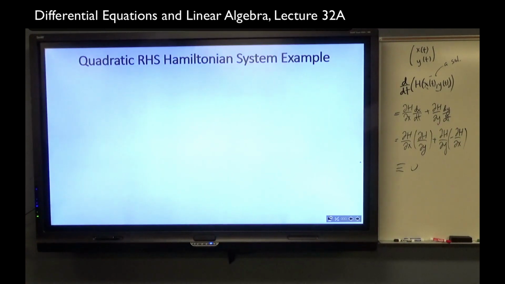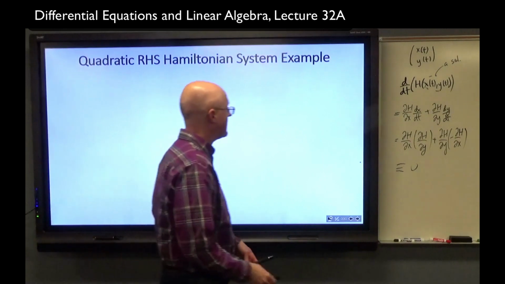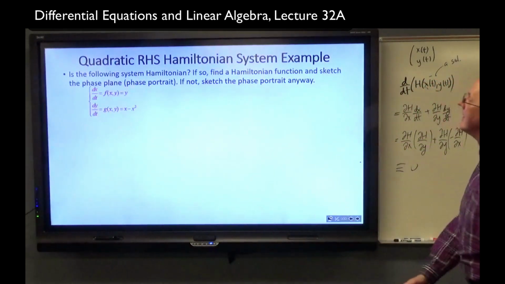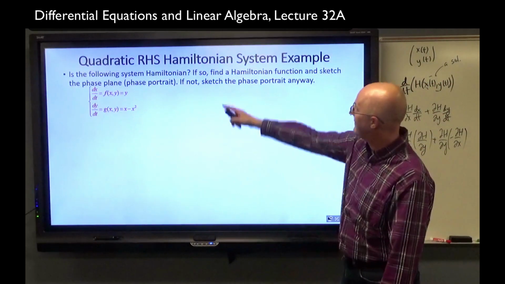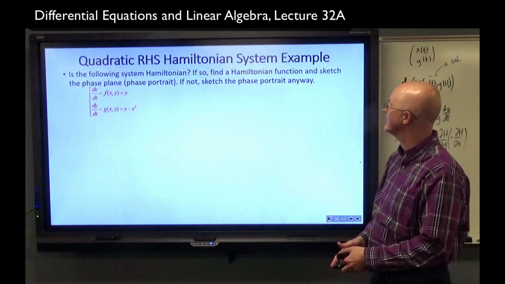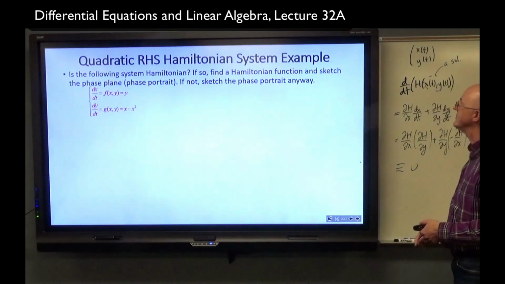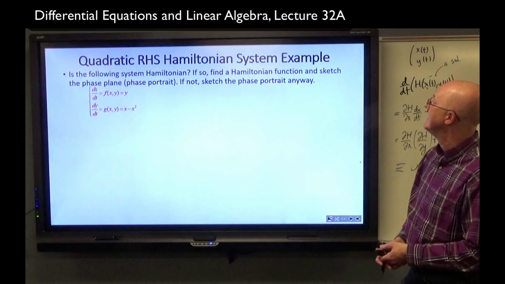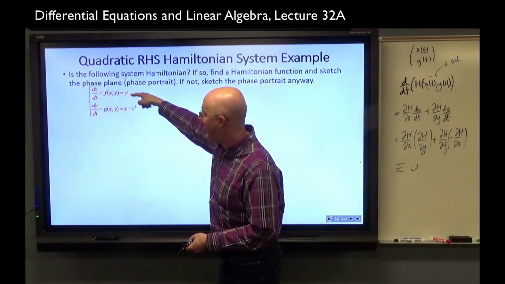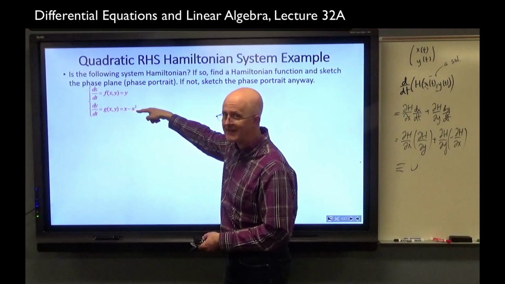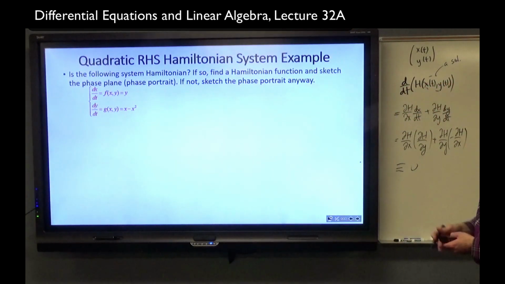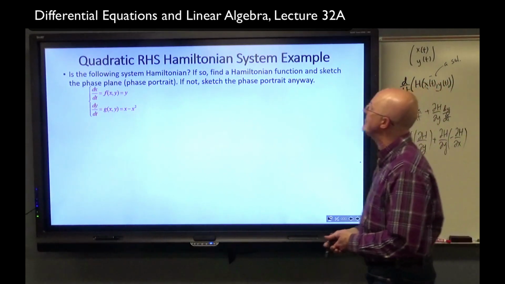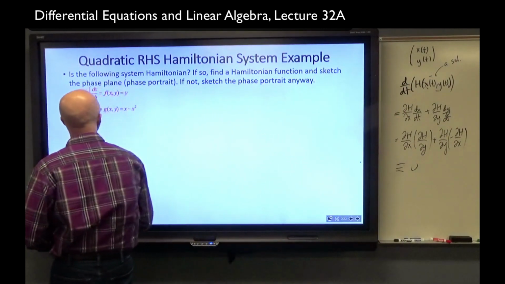All right, let's look at a couple examples. Here's a quadratic right-hand side Hamiltonian function example. I'm saying the answer is, it is Hamiltonian, but I'm asking a question first. Is the following system Hamiltonian? If so, find a Hamiltonian function, an h function, where this is the partial of h with respect to y, and this is the opposite of the partial of h with respect to x. Maybe you can even figure it out right away here. If not, sketch the phase portrait anyway, with Null-Klein's help, for example.